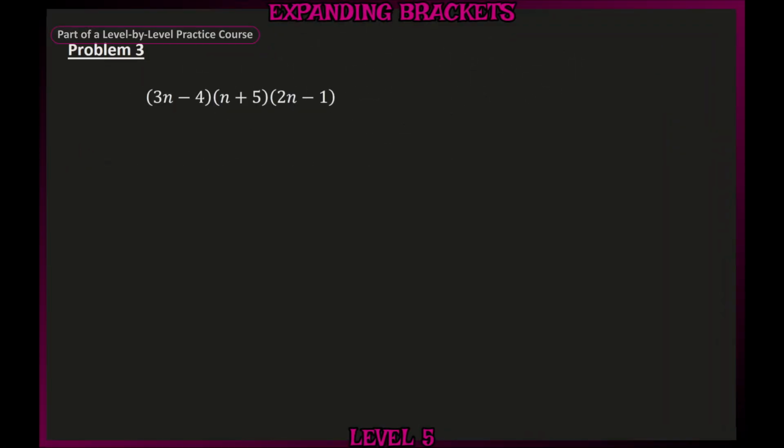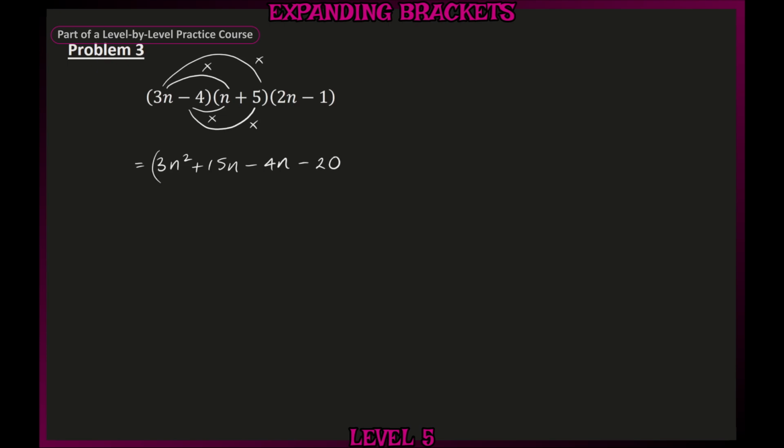In problem 3, we're expanding 3n minus 4 multiplied by n plus 5 multiplied by 2n minus 1. To start, we're going to expand the first two brackets and keep those separate to the third bracket. So we have 3n multiplied by n, which gives us 3n squared. 3n multiplied by 5 gives us plus 15n. Minus 4 multiplied by n is minus 4n, and minus 4 multiplied by 5 is minus 20.